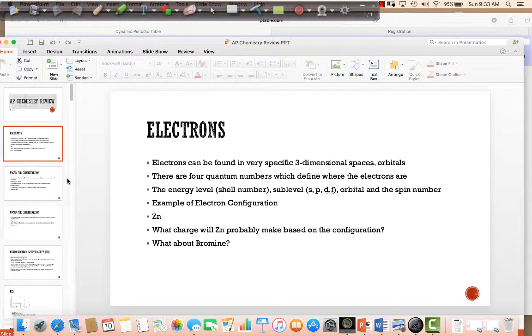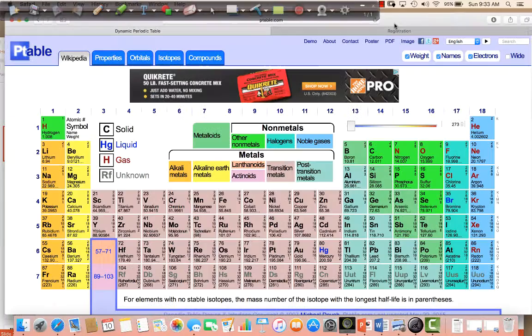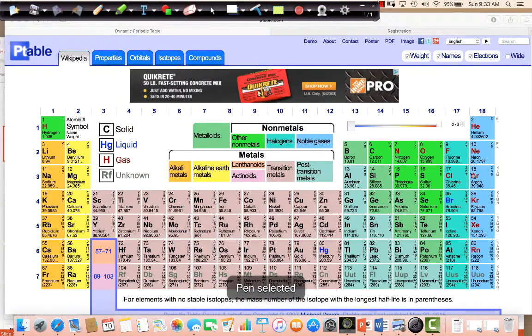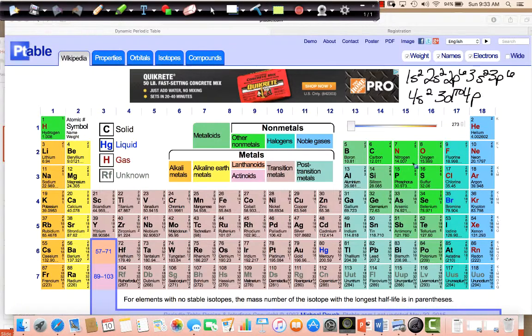All right, so let's look at bromine. Okay, bromine is down here, and if we write the configuration, it's 1s2, 2s2, 2p6, 3s2, 3p6, 4s2, 3d10, and then we're back in the p block, so it's 4p, and then 1, 2, 3, 4, 5.